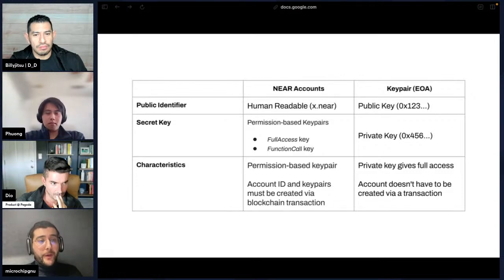While on a key pair or an externally owned account, if you lose your private key, or someone gets access to that private key, that's the key that has full access to your account. So your account is compromised, and you might lose your assets or control over your account.